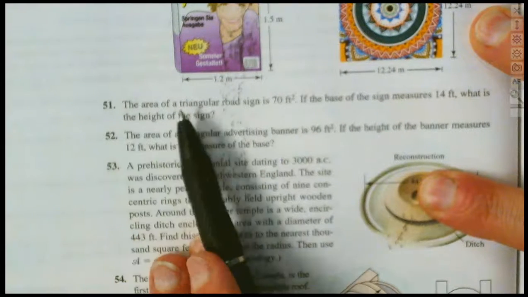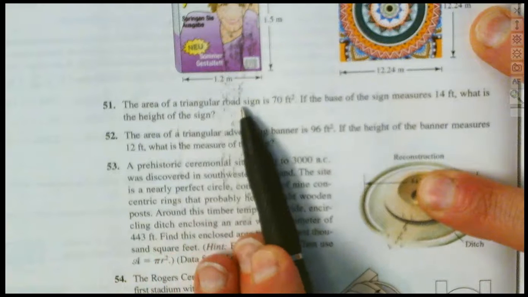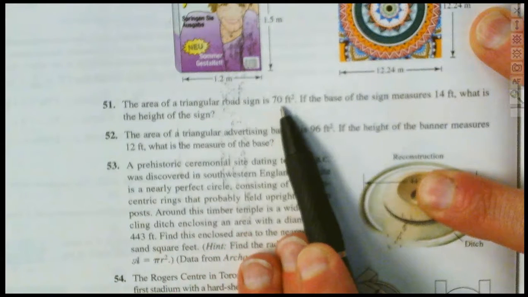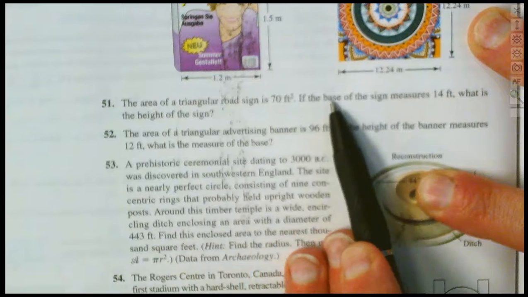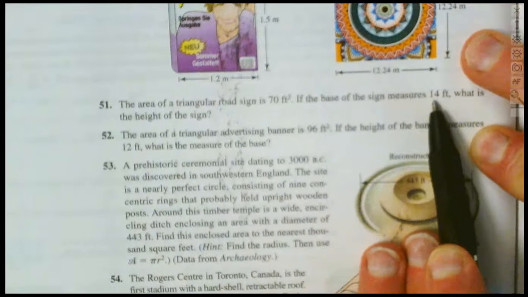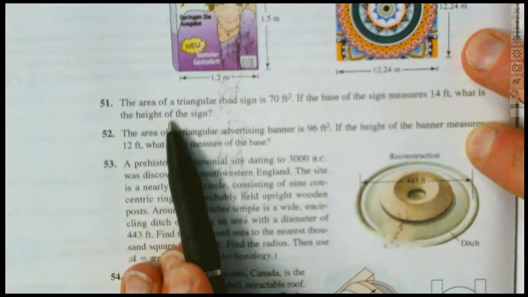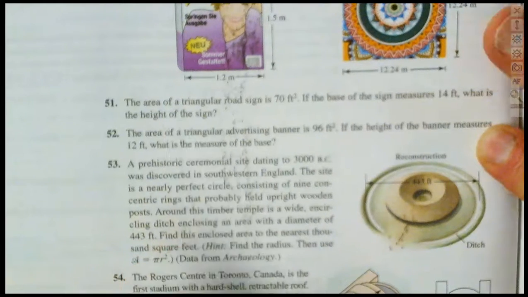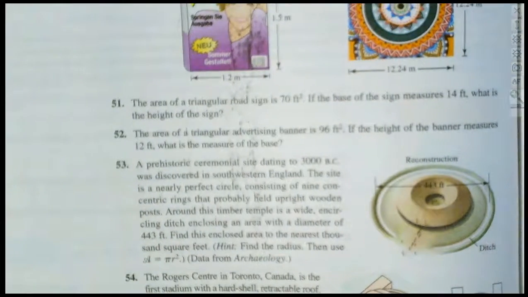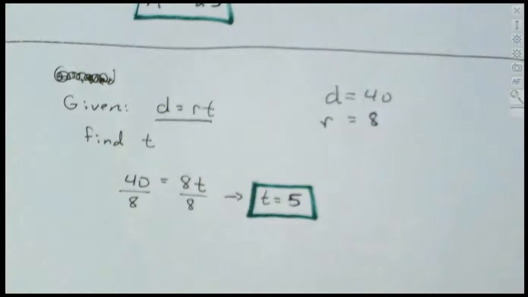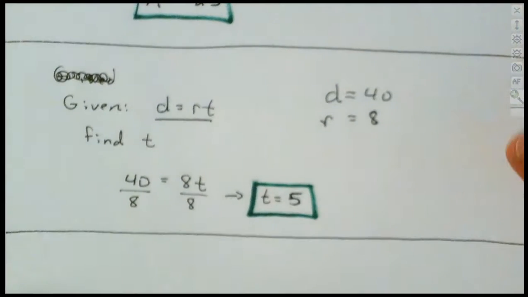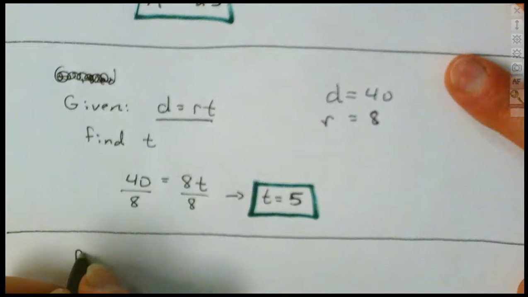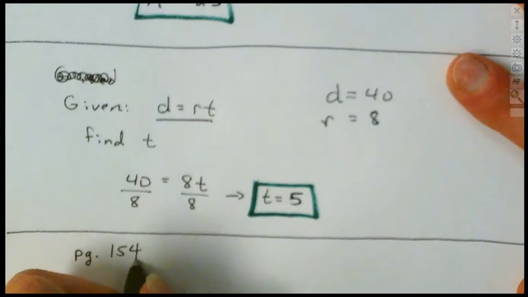So the area of a triangular road sign is 70 square feet. If the base of the sign measures 14 feet, what is the height of the sign? So let's think about what we have. We have an area. Now I don't put units of measure on until the very end. And this again is on page 154.